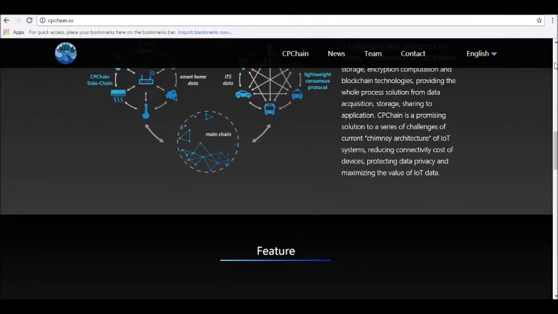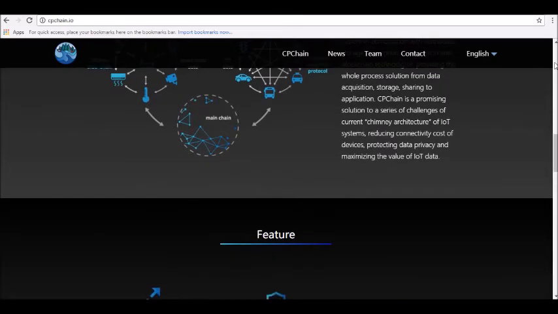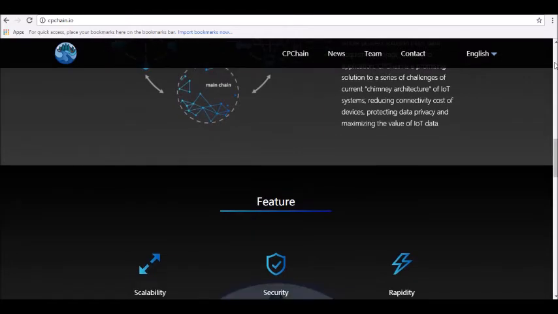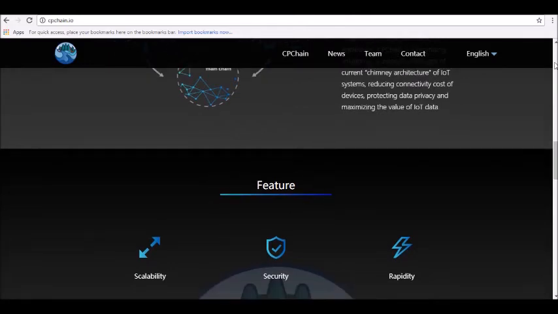Uses for CPChain. Here are some identified use cases for CPChain beyond the broad Internet of Things category. This includes big data. CPChain can be used for big data aggregation and artificial intelligence applications. In this system, the sharing of data will be rewarded, and user data can be used to enhance business data.